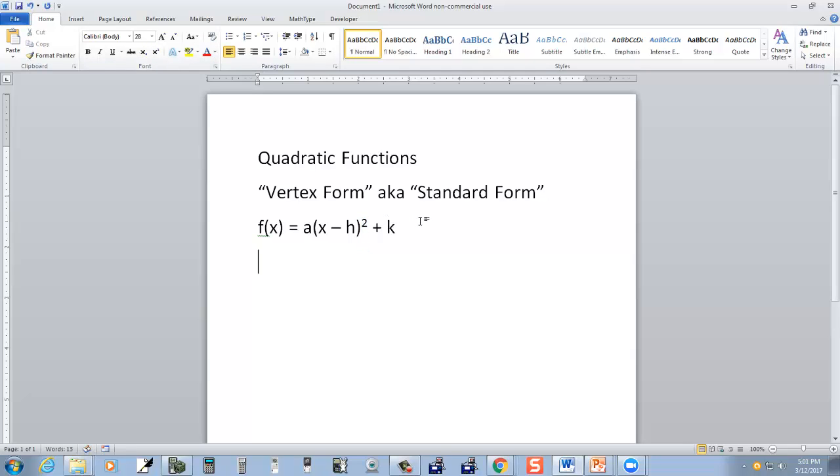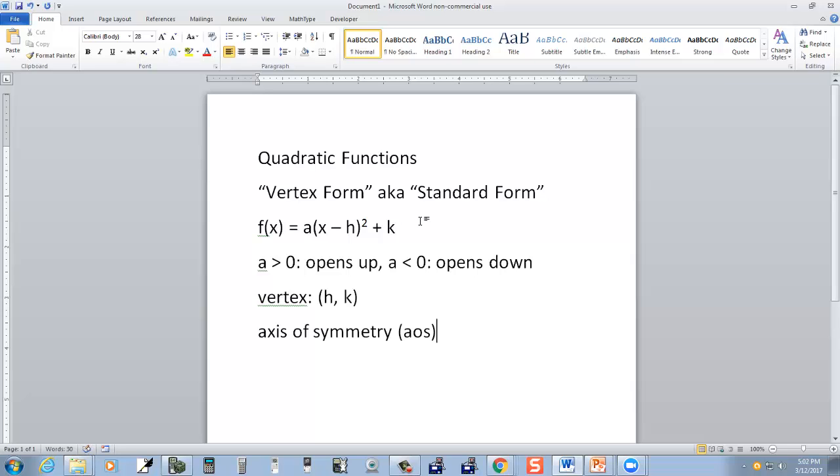And if you've got it in that form, if a is greater than 0, then your graph opens up. If a is less than 0, then your graph opens down. Your vertex, which is your highest point or your lowest point, is (h, k). Your axis of symmetry, label that AOS, is x equals h.